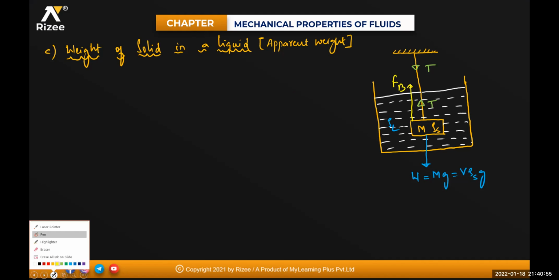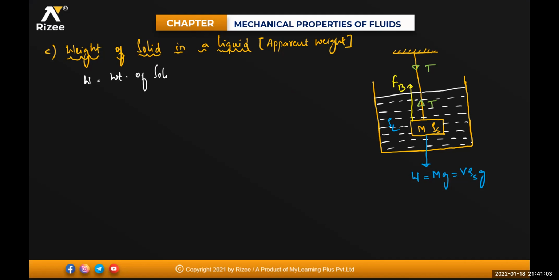W is equal to weight of solid in air, and FB will be equal to your buoyant force. Okay, and say W dash, that is nothing but capital T, that I am representing as your apparent weight. Is the terminology clear for everyone? W is weight of solid in air, FB is your buoyant force, and W dash is nothing but capital T, that is your apparent weight.